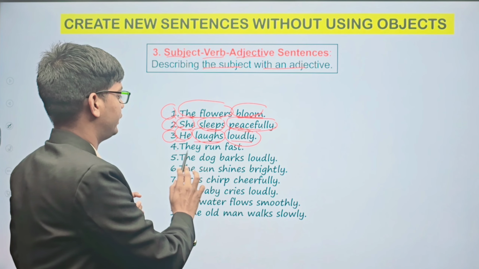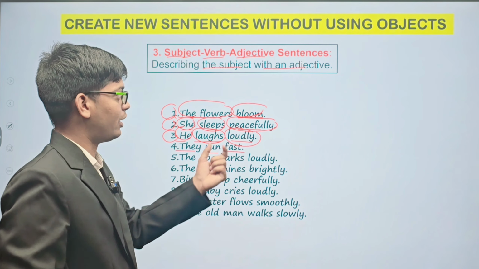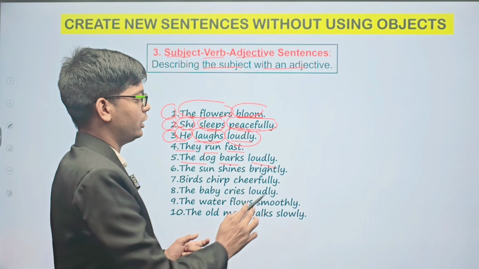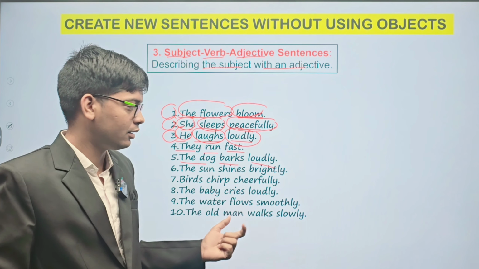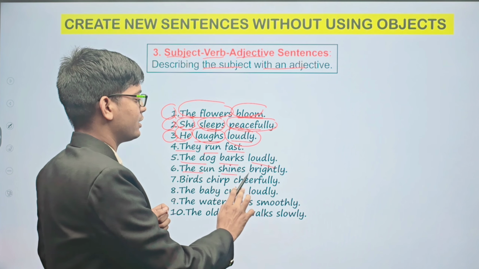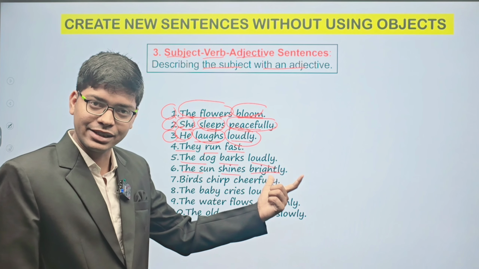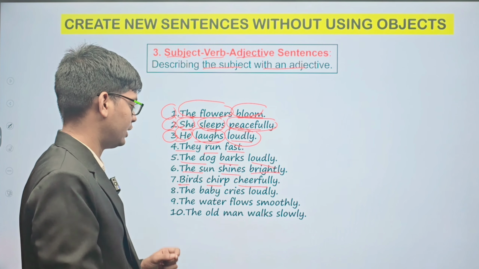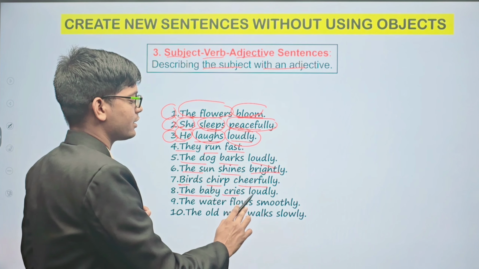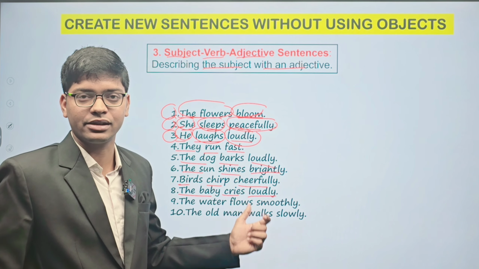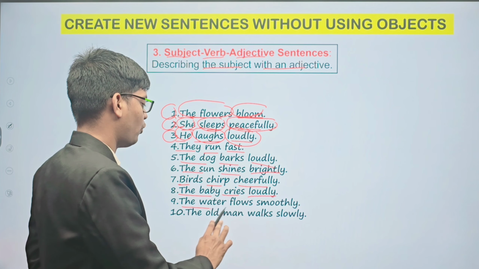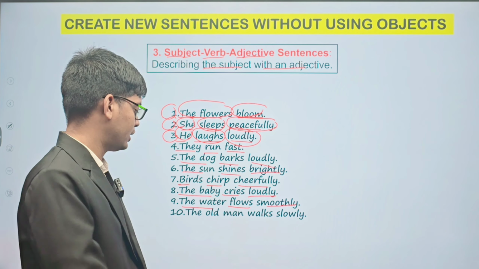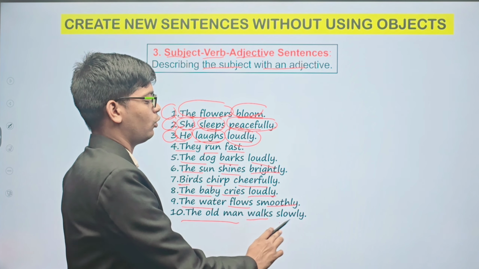They run fast. Fast is an adverb here. The dog walks loudly. Loudly is an adverb here. The sun shines brightly. Brightly is an adverb here. The words chirp cheerfully. Next one, the baby cries loudly. The water flows smoothly. The old man walks slowly.